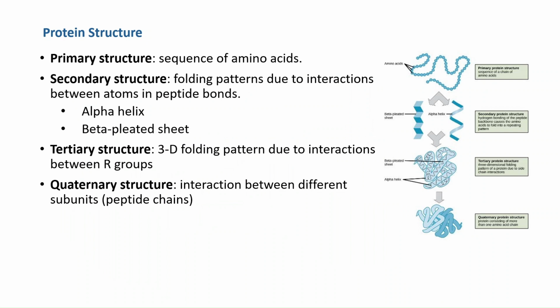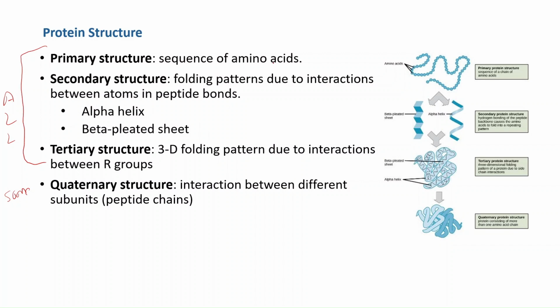The structure of the protein has 3 or 4 different levels. The 4th level doesn't happen in all proteins. They all have primary, secondary, and tertiary. This will be all proteins, but some have a quaternary structure. So the primary structure is the sequence of amino acids.